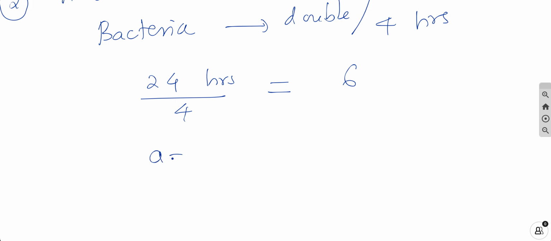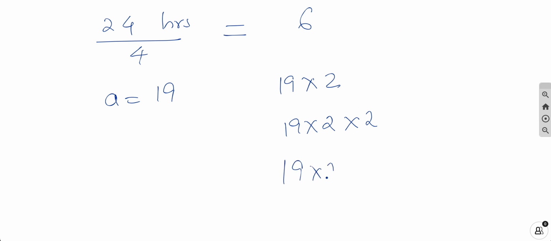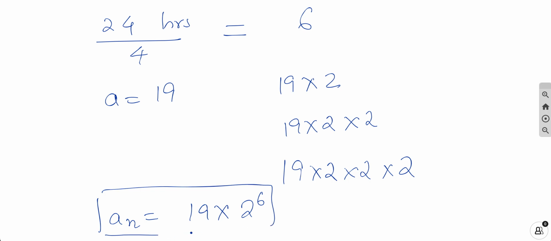If I start with 19 bacteria, so the first term is 19. So at the end of the first 4 hours, what will happen? 19 will double. At the end of the second 4 hours, what will happen? Double of double. At the end of the next 4 hours, what will happen? Double of double of double. So at the end of the 6th 4 hours, what will happen to the nth term? 19 times 2 raised to 6. This is my nth term, where 19 is my first term and 2 is my common ratio. Why did I do raised to 6? Because there are 6 4 hours, right?